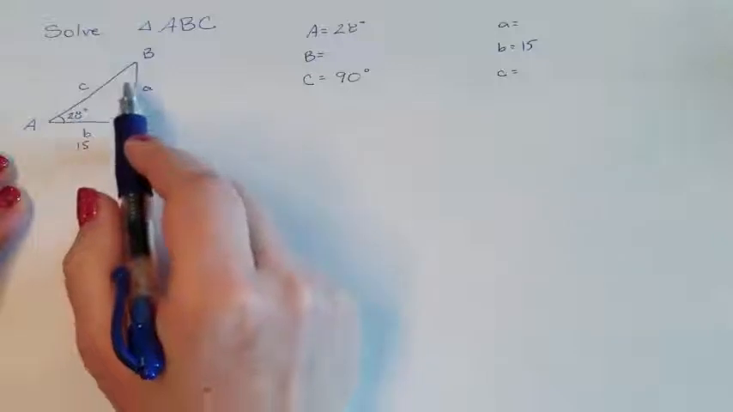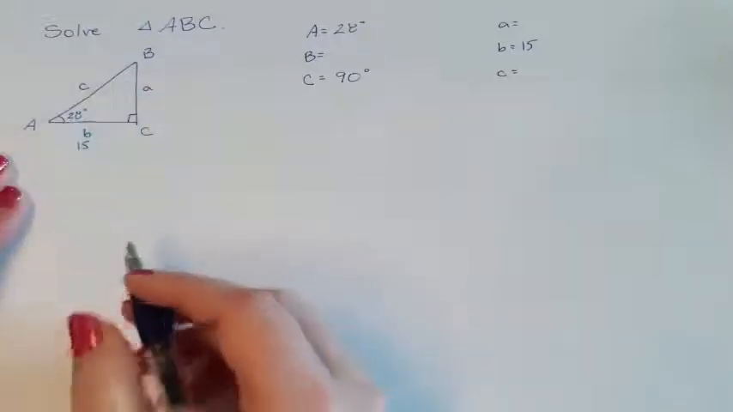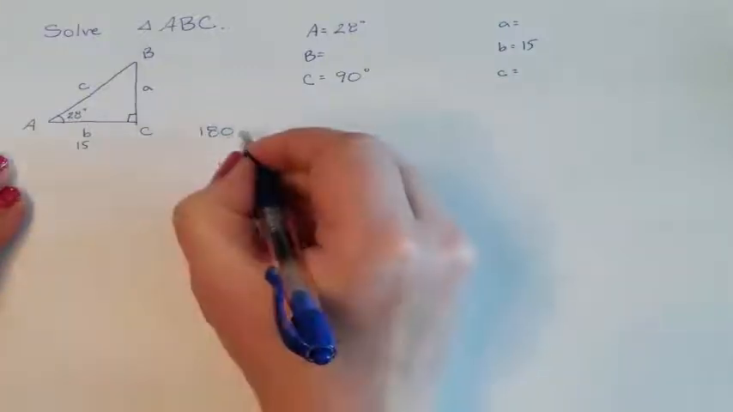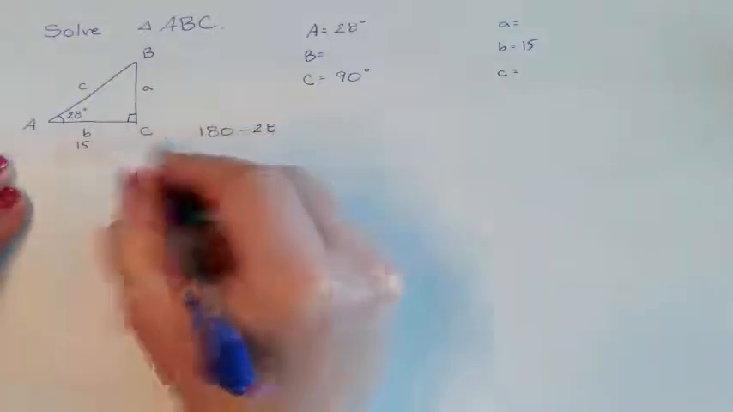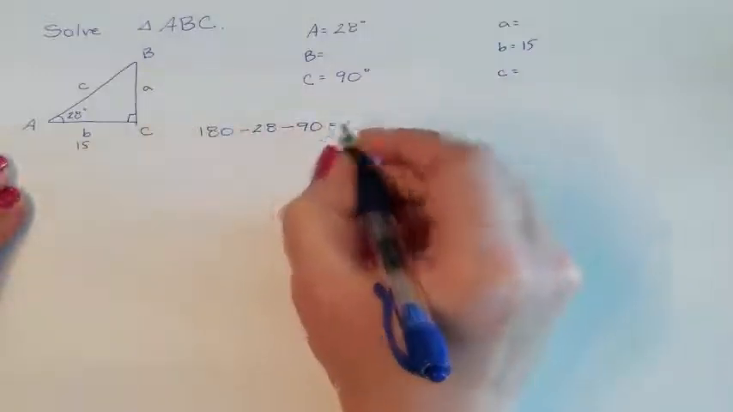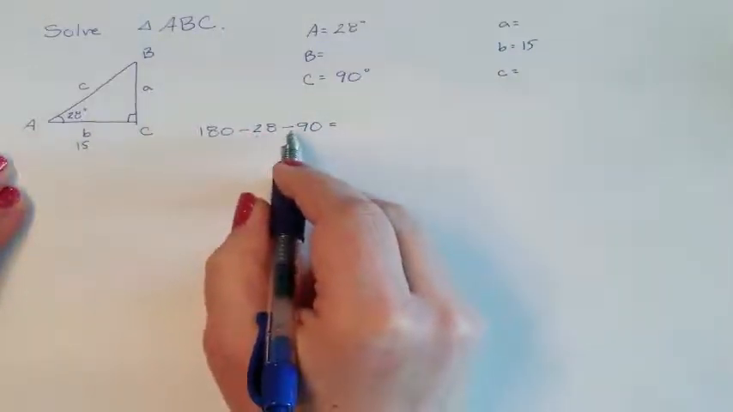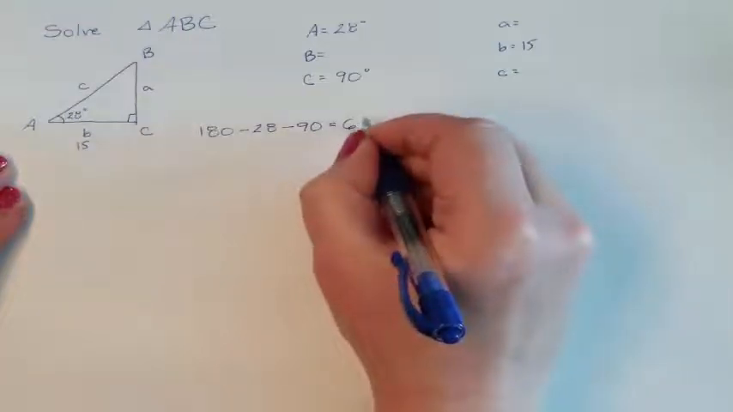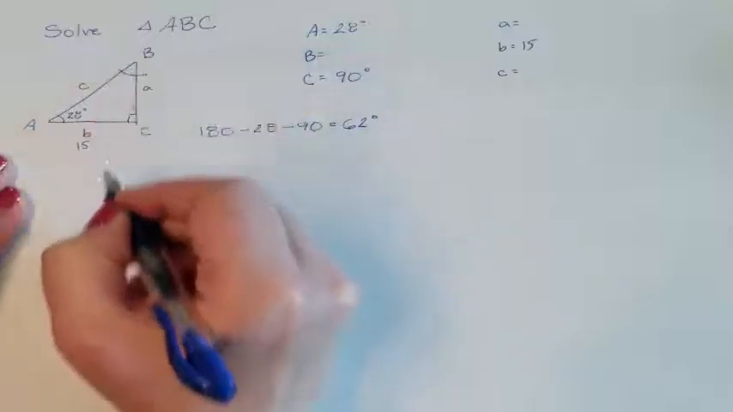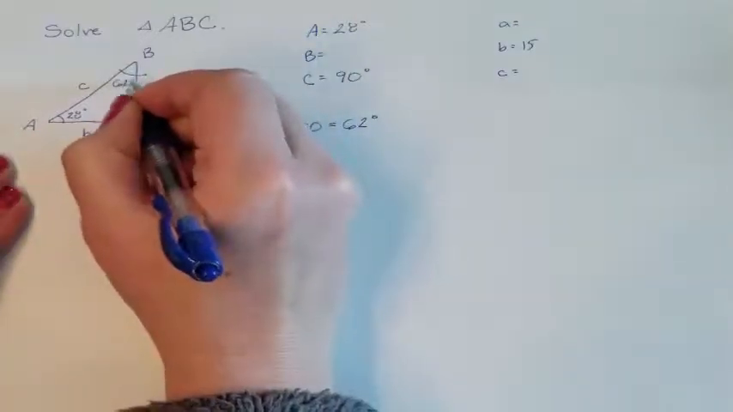I know that an entire triangle is supposed to add up to 180 degrees. So if I have all 180 degrees, I know that the 28 degrees are already used, and the 90 degrees are already used. 180 minus 28 minus 90 tells me that I have 62 degrees left for the angle that I didn't know. So angle B right here is going to be 62 degrees.